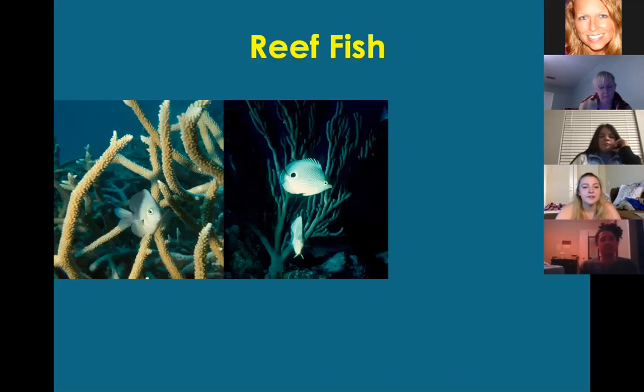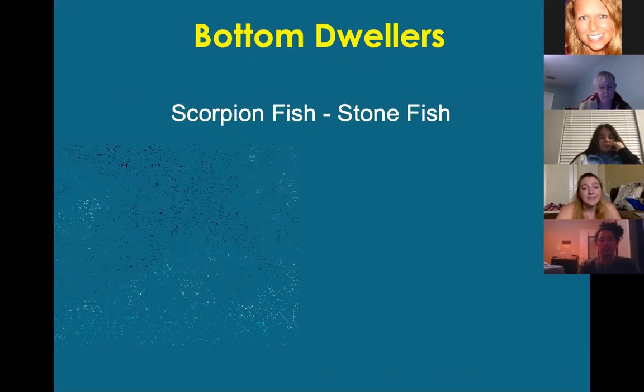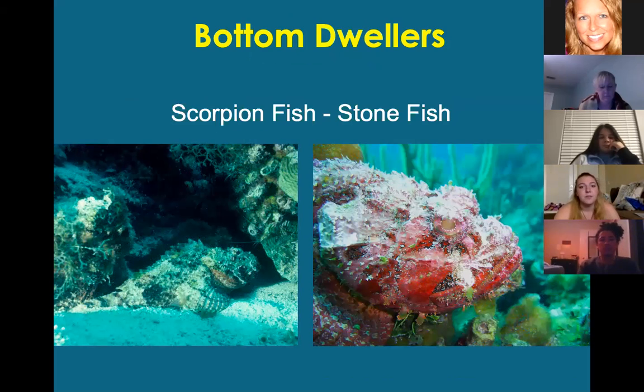Now we're going to talk about reef fish. So these are a couple examples. You see there's a porcupine fish over on the right and then a butterfly fish in the middle. They're pretty cute. They're awesome to see around the reefs. There's some bottom dwellers, so scorpion fish and stonefish. They kind of look the same. The one on the left actually kind of looks like a batfish.